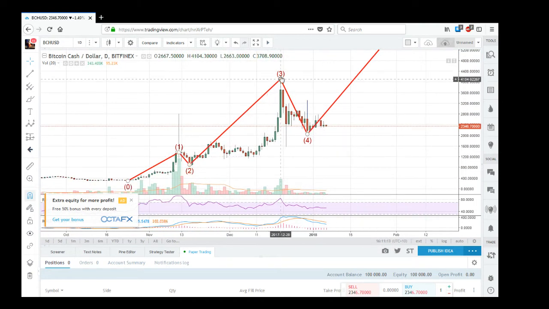So a couple of rules, as I said before. The 4 cannot interfere between the 1 and the 2. Okay, if that makes sense. So the bottom of this wave should not be interfering with there.